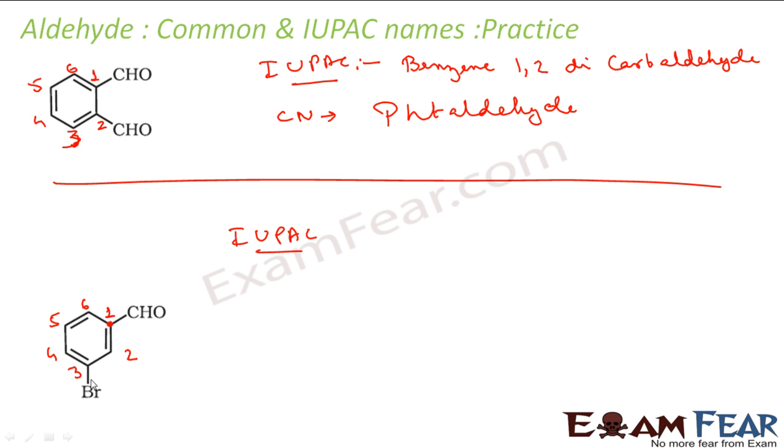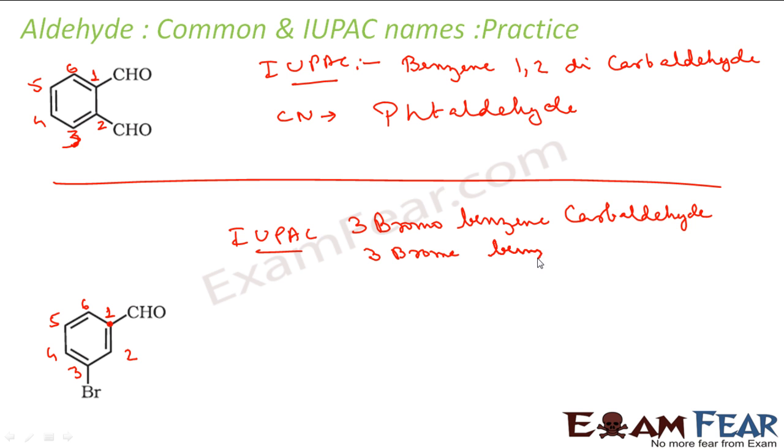So the IUPAC name will be, at 3 I have a bromo group. So it is 3-bromo, and then I have a benzene, and then I have carbaldehyde. You can also say 3-bromobenzaldehyde. Both are the same because it is also called benzaldehyde. Anything you can say. Let's try the common name.